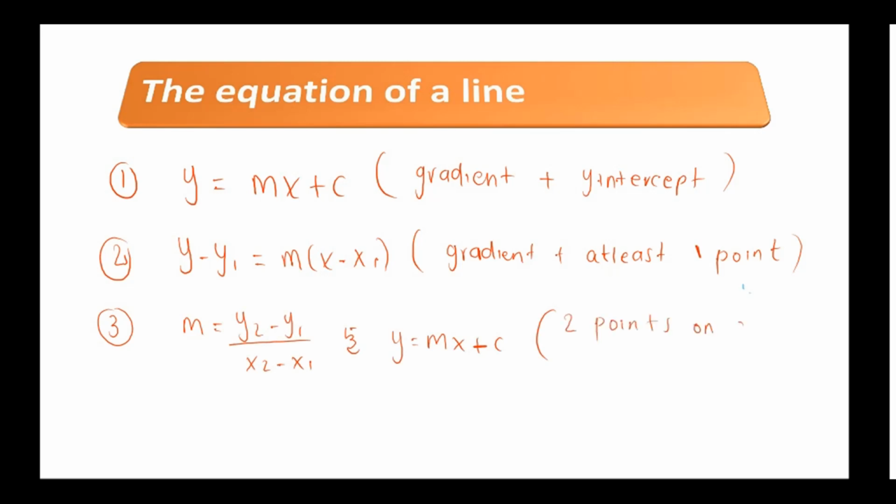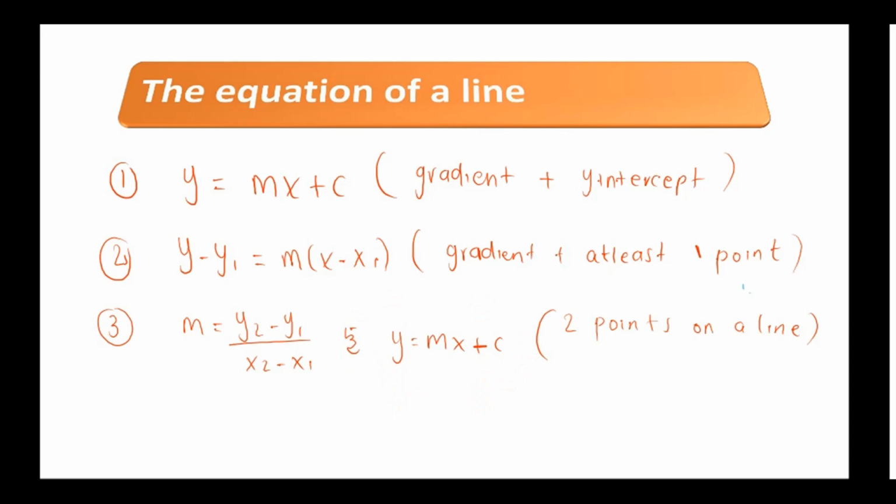Right, so how can you use this? If you are given 2 points on a line, the first thing you can do is calculate the gradient of the line using the 2 points, and then you can substitute the gradient that you've calculated into this formula and another point into this formula. Alright, I'm just going to quickly go over this again.